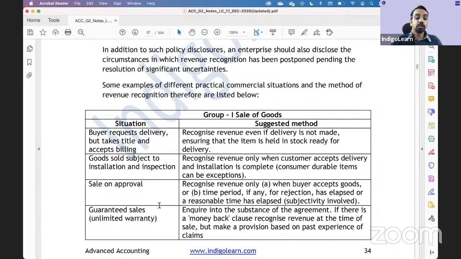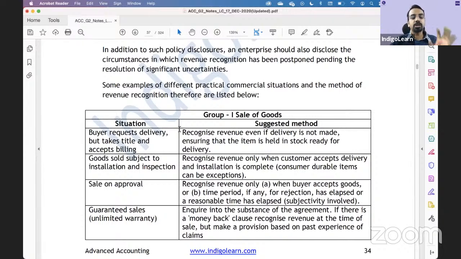So buyer requests deferred delivery. It's not a buyer request delivery. Buyer wants delayed delivery. So even if delivery is not made but billing has happened and title has been transferred, then you will recognize the revenue.